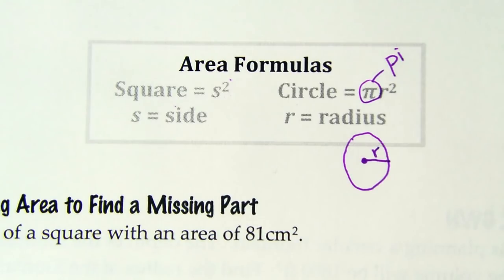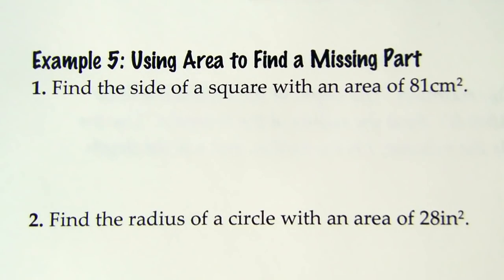It's not the whole thing. It's from the center to the edge. So we're going to be using these formulas to find some missing parts. So first says find the side of a square with an area of 81 centimeters squared.